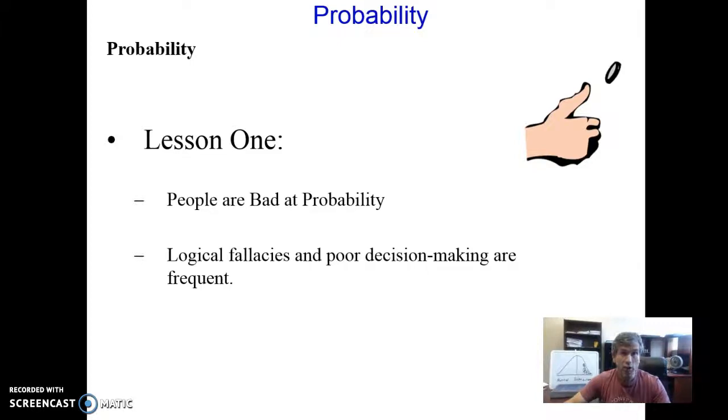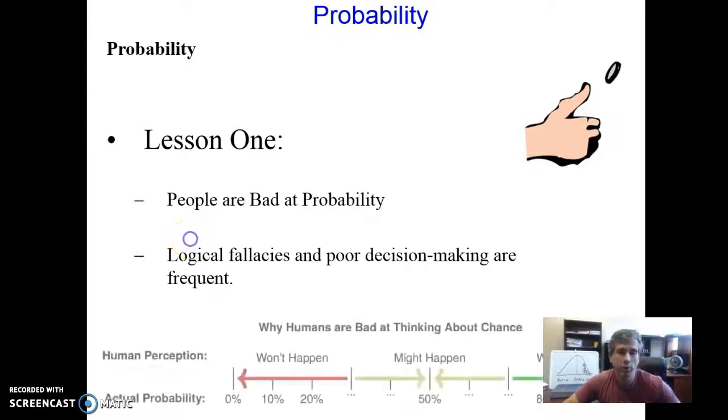There are entire industries devoted to people who are good at probability taking money from people who are bad at probability. Gambling and insurance are probably the two biggest examples of that, but it entirely involves using the rules of probability to gain an advantage for the house or the insurance provider.